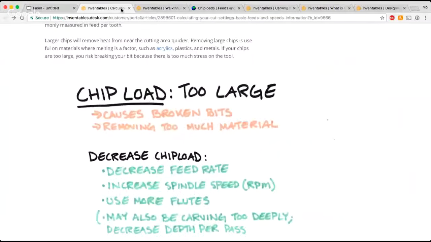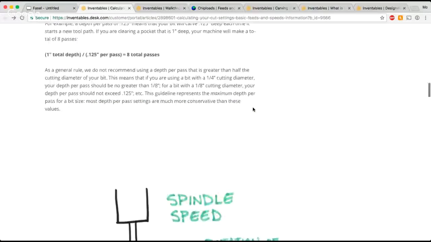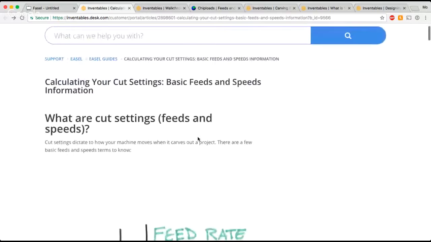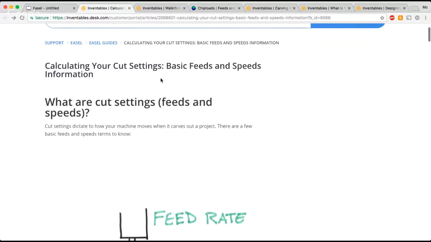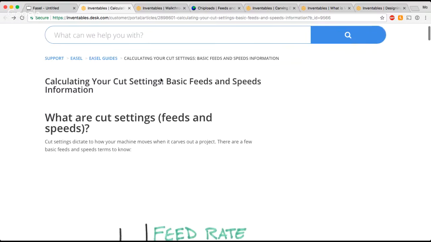But in the meantime, I wanted to share these with you so that you have access to them. So this article lives on our support center, and it is called Calculating Your Feeds and Speeds, Basic Feeds and Speeds Information. There's a couple different cut settings that we're going to talk about, and I'm going to do my best to explain the differences between them so that you can use that information.